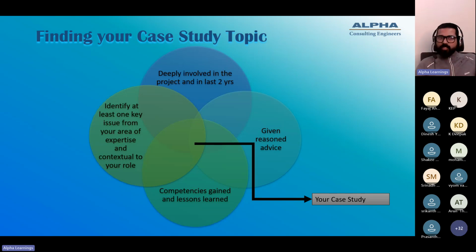Secondly, identify one key issue from the area of your expertise and contextual to your role, right? Whatever challenge or key issue you are suggesting in the case study should be related to the core competency of your pathway. Say, for example, if you're in a quantity surveying pathway, your key issue should be a contractual issue, or a procurement related issue, or maybe some quantification or costing related issue, right? It should not be a health and safety issue or an ethical issue.